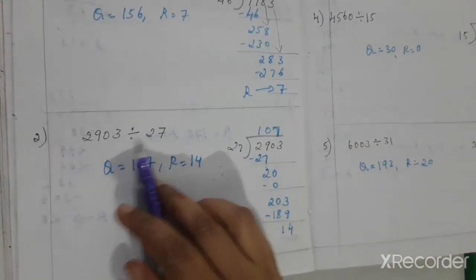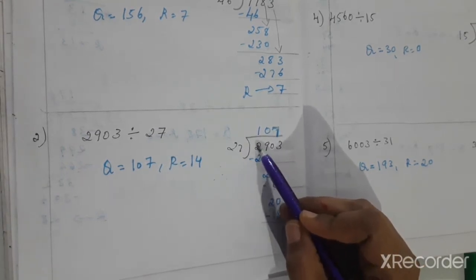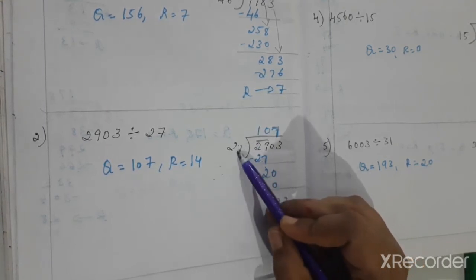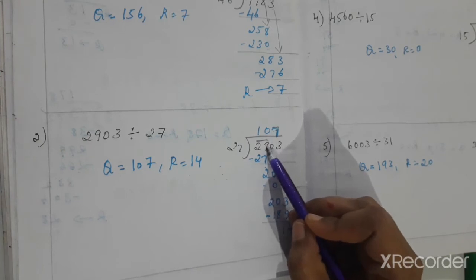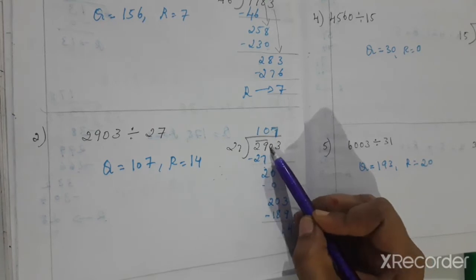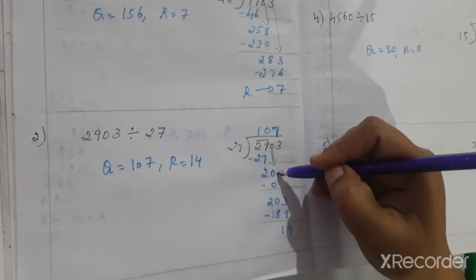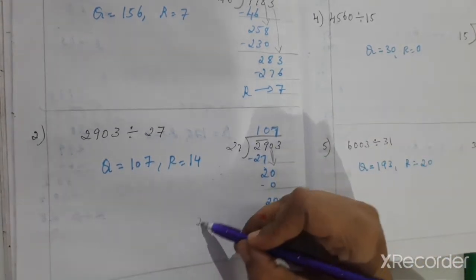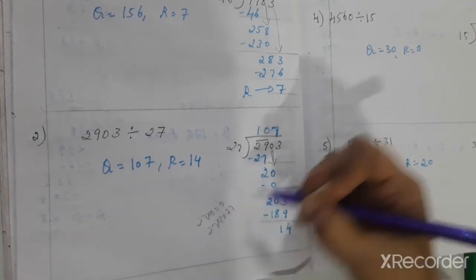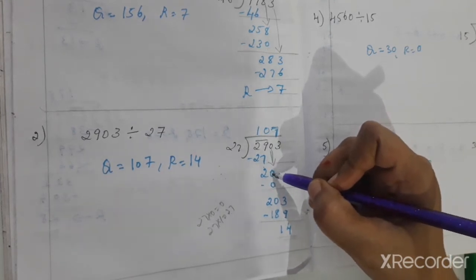Next 2903 divided by 27. 27 here. So whether we can take 2? No, because 2 is less than this number, we have to consider 29. 27 ones are 27, that is nearer to 29. After subtracting we get 2 as a remainder, and one time we can bring one number, bring 0 down. Now 20 is less than 27, it means 27 zeros are 0, 27 ones are 27. 27 is greater than 20.